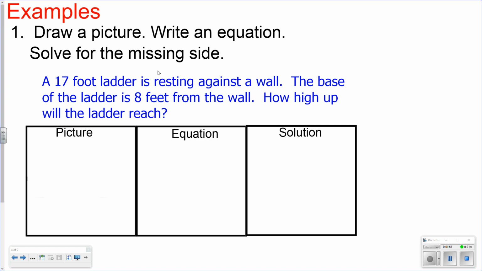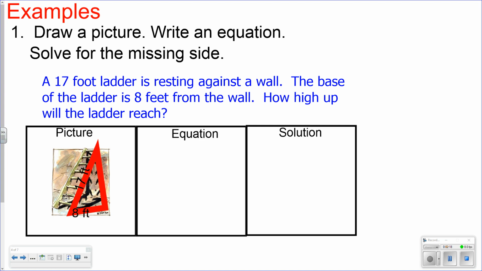The easiest way to handle a word problem is by drawing a picture. That always helps. Then write your equation, and then use your Pythagorean theorem to solve. This first question says a 17-foot ladder is resting against a wall. The base of the ladder is 8 feet from the wall. How high up will the ladder reach? Are you confused? Yes, probably.